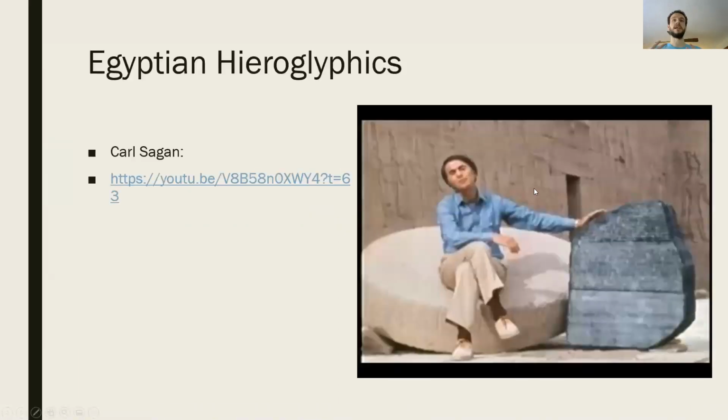Egyptian hieroglyphics is a really famous example of decipherment, and in this set of video lectures, I've included a part of a documentary where Carl Sagan explains the process of decipherment. It reviews a lot of what we talked about in the textbook, and I'll review a lot of the findings that he talked about here.